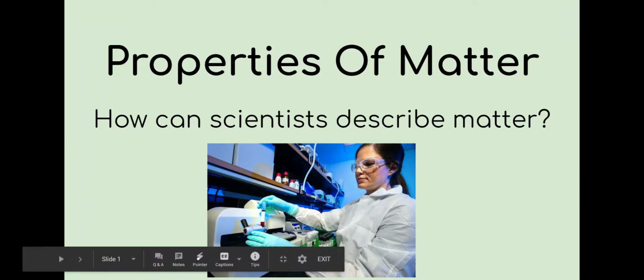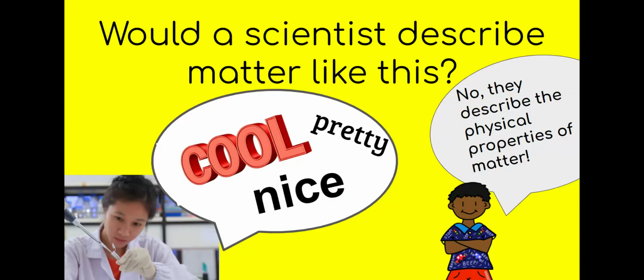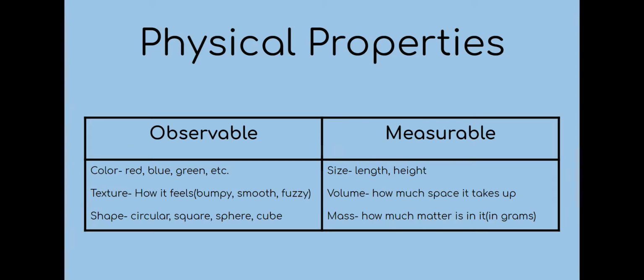Properties of matter. How can scientists describe matter? Would a scientist describe matter like this? Cool, pretty, nice. No, they describe the physical properties of matter. Physical properties of matter are observable and measurable.